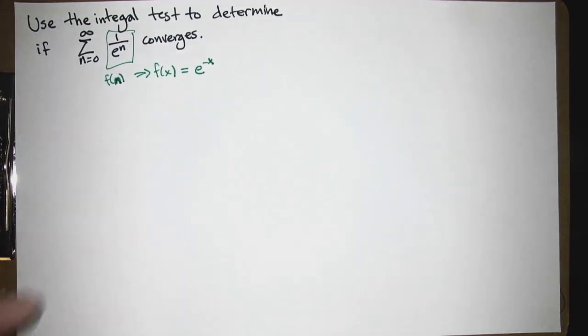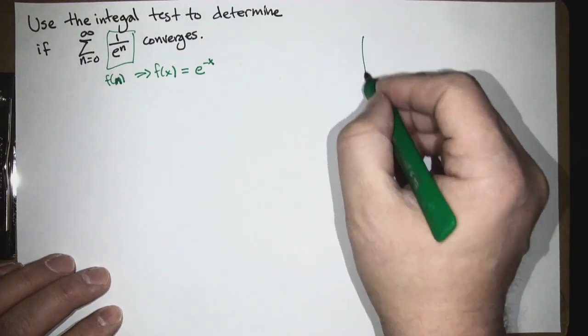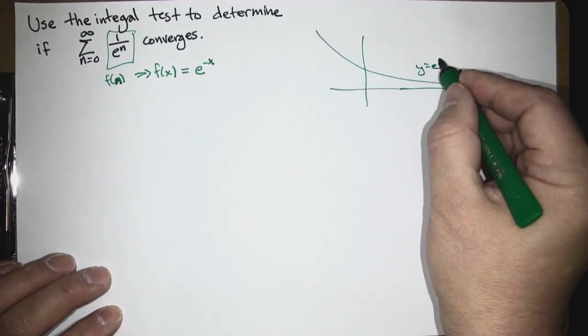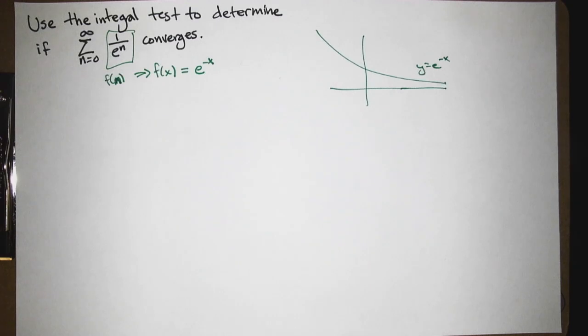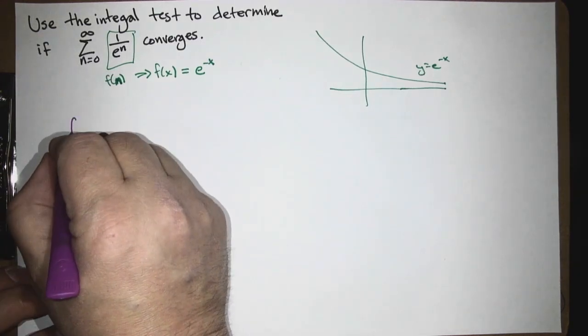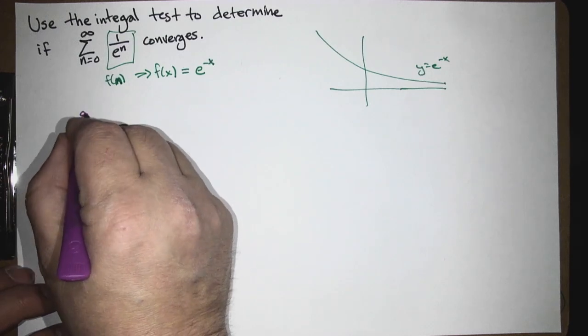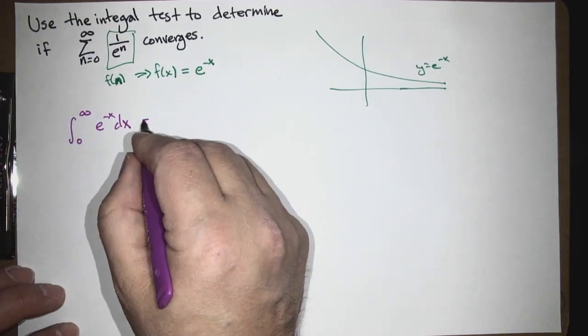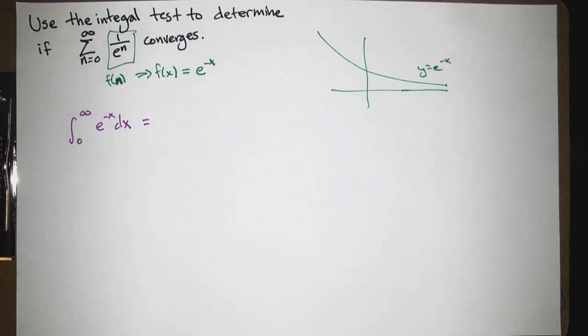Okay, now does e to the minus x, is that positive, continuous, decreasing? Yes, it is. Because if you graph e to the minus x, it looks like this. So here's the graph of e to the minus x. So we can apply the integral test. And we'll just go ahead and do this. Integral 0 to infinity of e to the minus x dx. Well, what is the integral of e to the minus x?